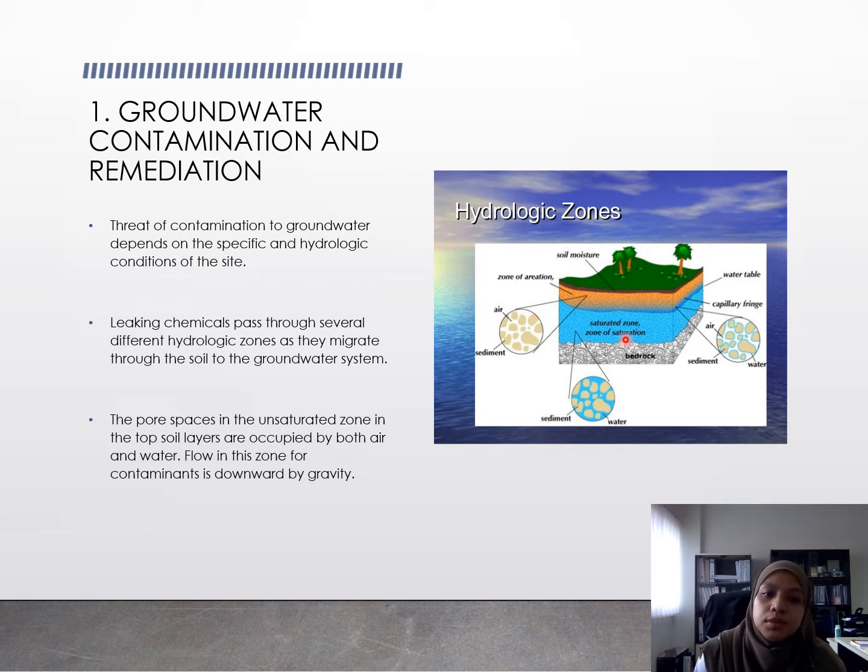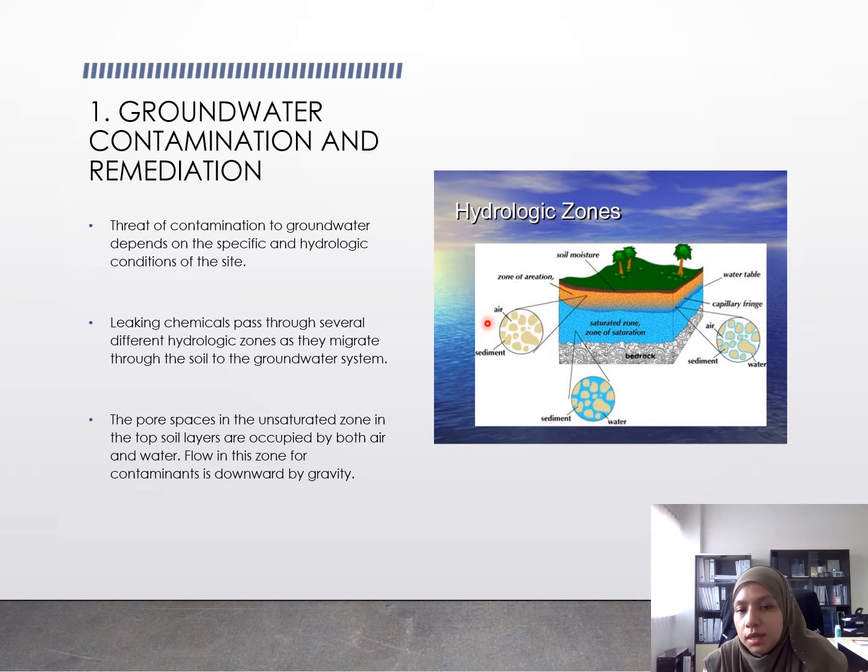The pore space in the unsaturated zone in the top soil layer is occupied by both air and water. Flow in this zone for contaminants is downward by gravity. You can see in this layer they mostly contain air, sediment, and soil particles. Here they have the water, the groundwater. They have sediment and water. Sediment, I think it is better to say soil particles.